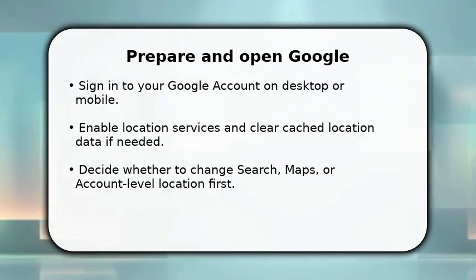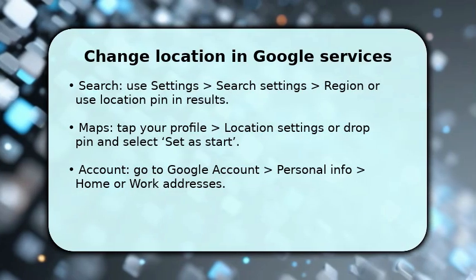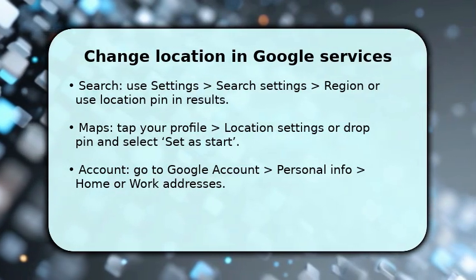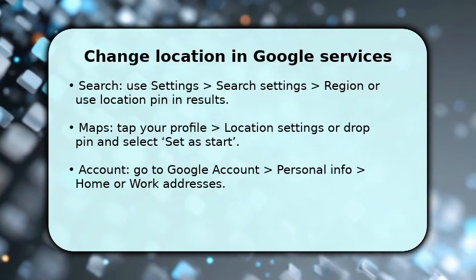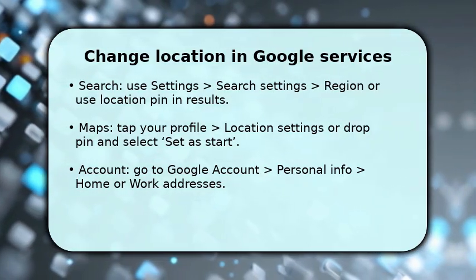Now, choose the device type. Desktop gives full controls, while mobile combines app and device permissions. Next, change the place where Google thinks you are inside each service. In Search, open Settings and adjust the region or click the location pin in Results to override detection.